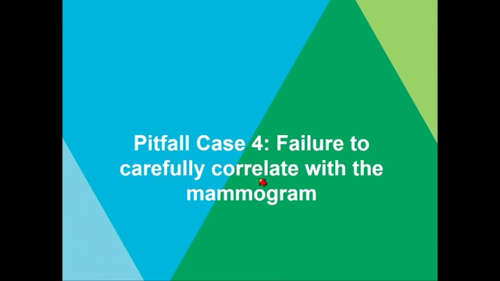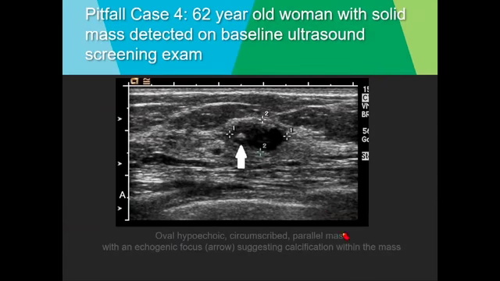Okay, so finally I'll end with failure to carefully correlate with a mammogram. So we have a 62-year-old woman. This was a solid mass detected on a baseline ultrasound screening exam. This is the handheld image showing this almost anechoic oval parallel circumscribed mass with a little echogenic focus suggesting a calcification. And a biopsy was recommended and performed.